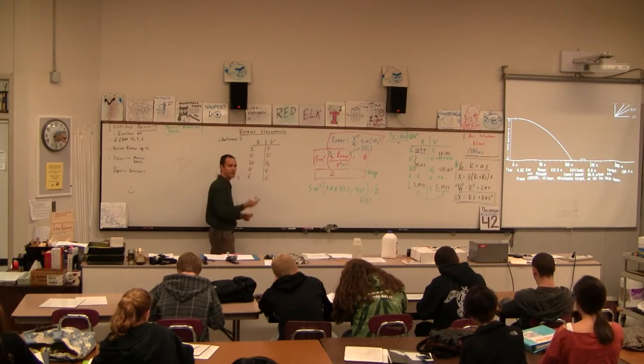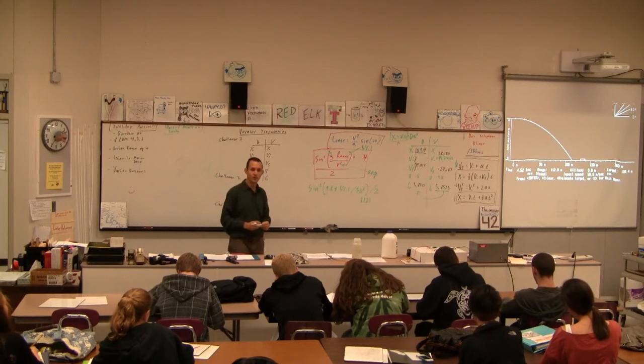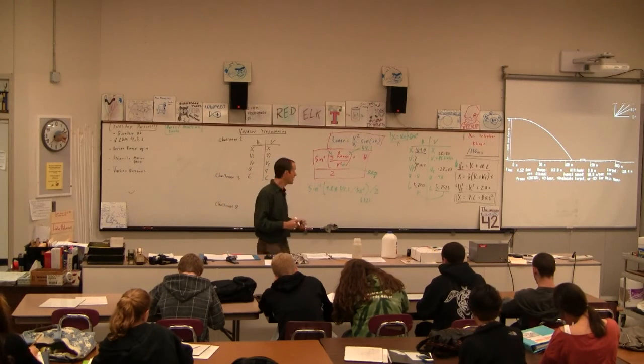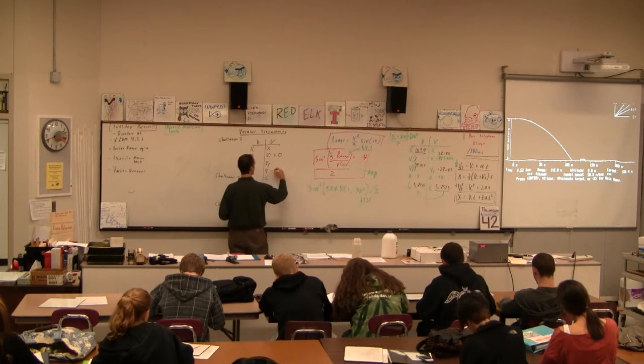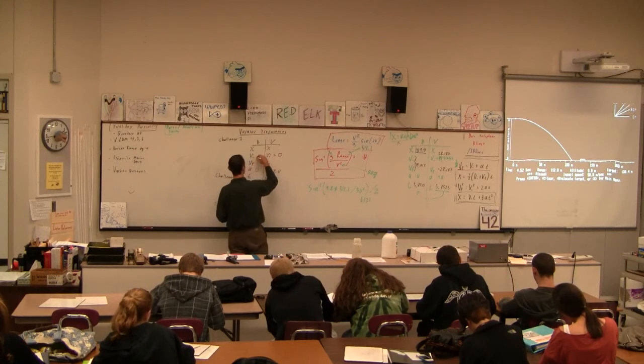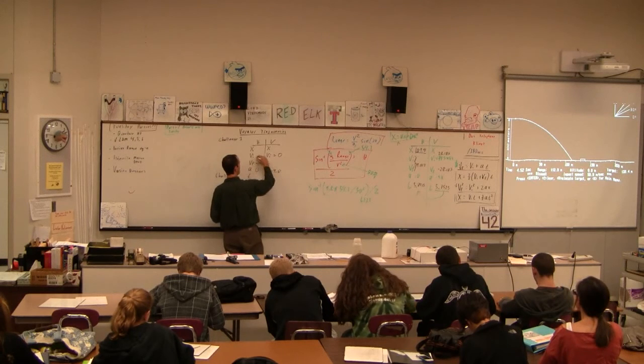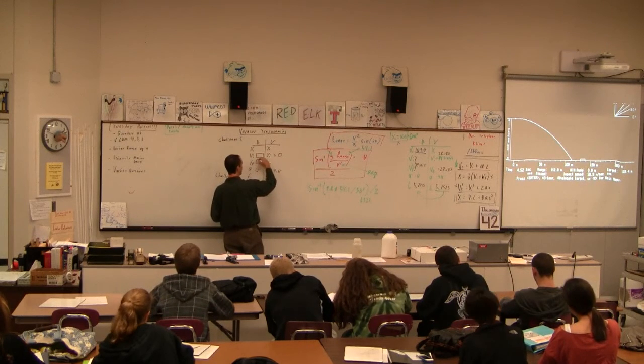What do we know for this cliff problem? Look at the screen, use your brain. What do we know? 0. Yeah, the initial vertical velocity is 0. Negative 9.8. This one's 0. These will be the same whenever we find them. And that's what we want to find. That's what we type in as the velocity.